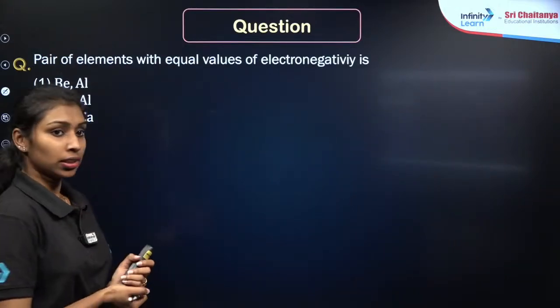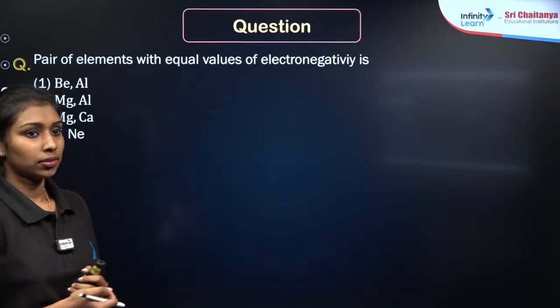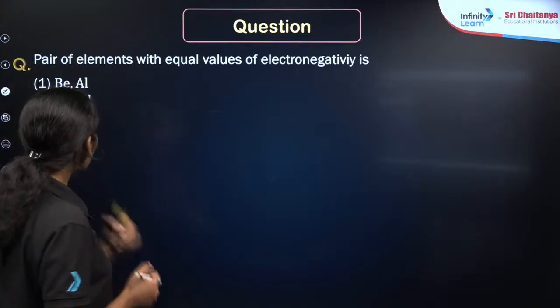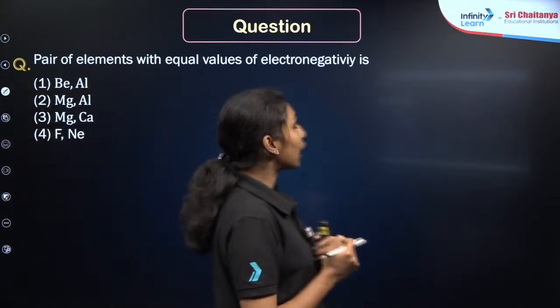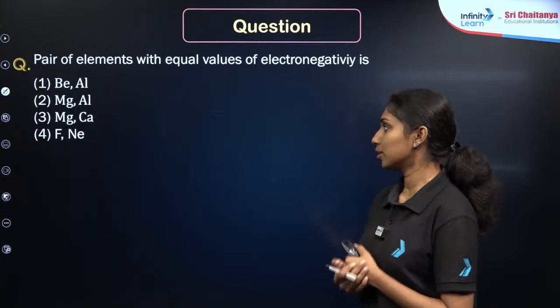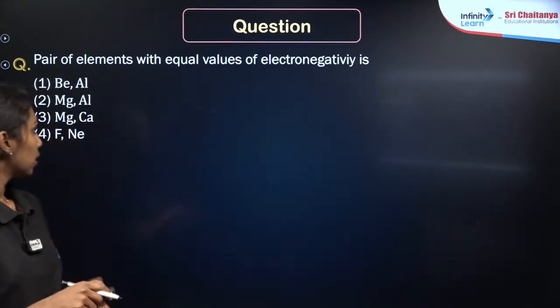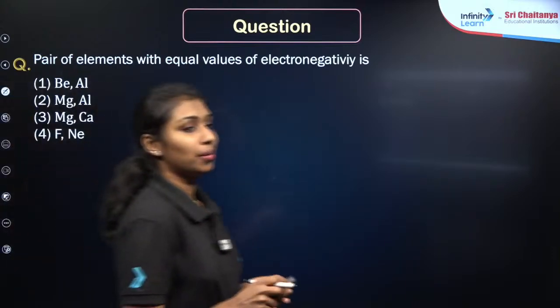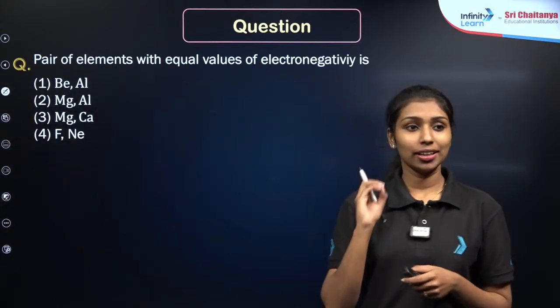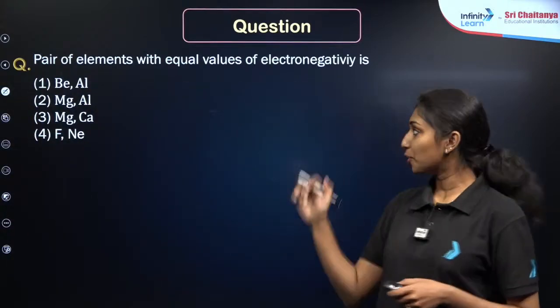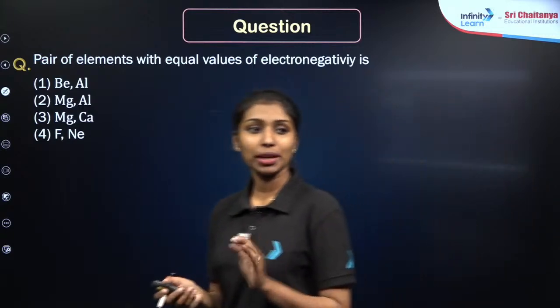The next question. The pair of elements with equal values of electronegativity is. Just give me a random guess, because I know that you don't know the exact value of electronegativity, right? Just give me a random guess.